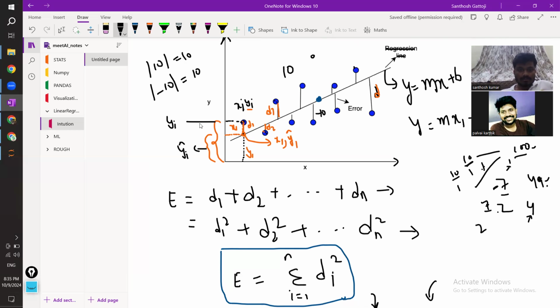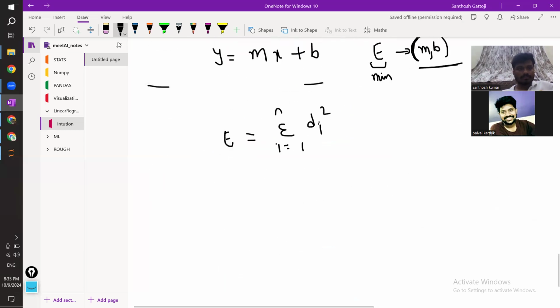Now, if this total is yi and this is yi hat, what will be this one? The error. What will be the error? Yi minus yi hat. Correct. But the distance, whatever you are seeing over here, d will be equal to... I will write here.